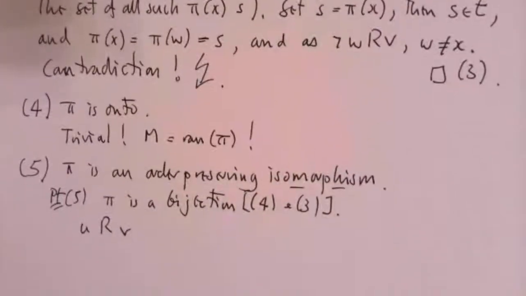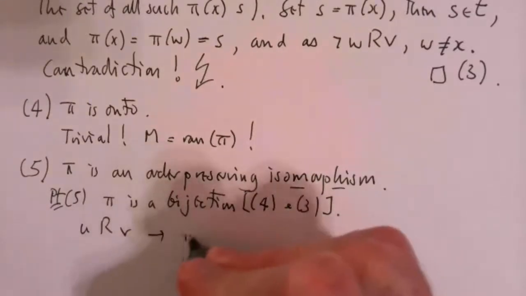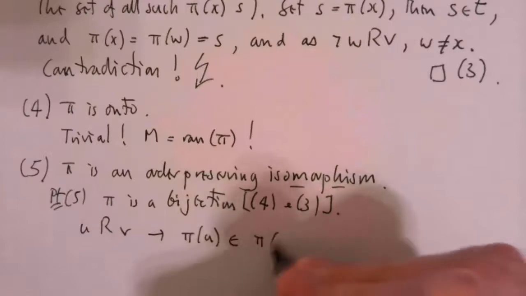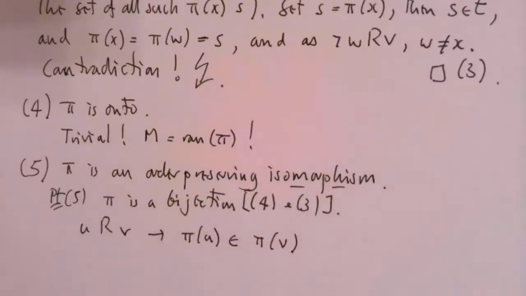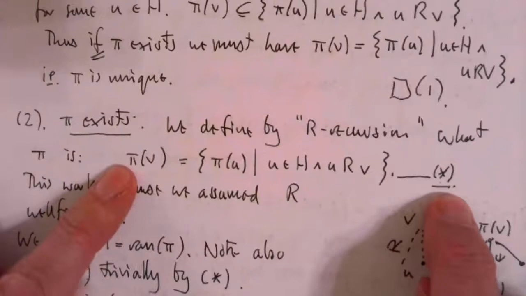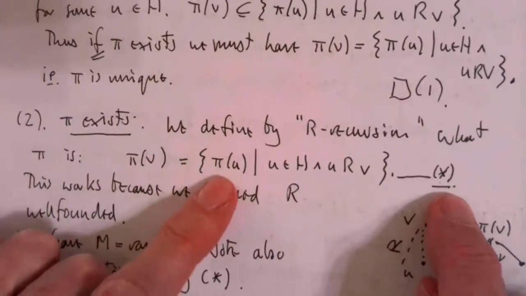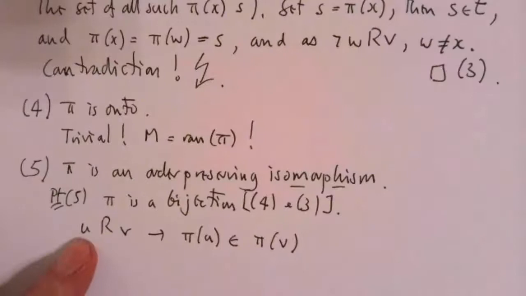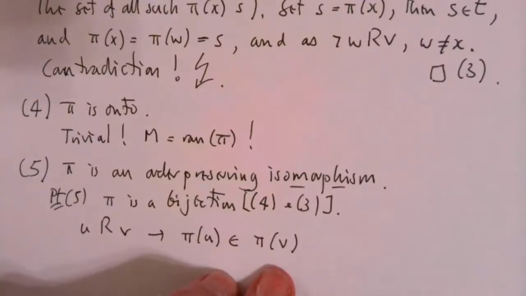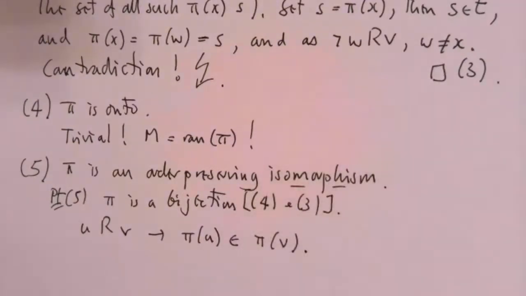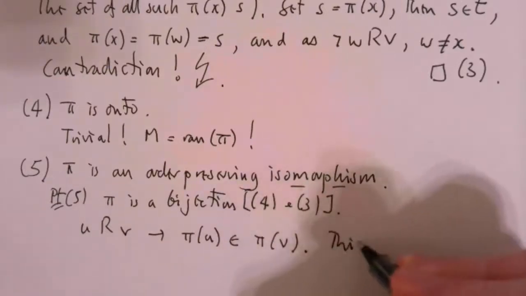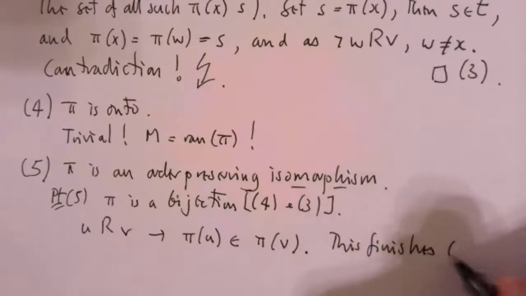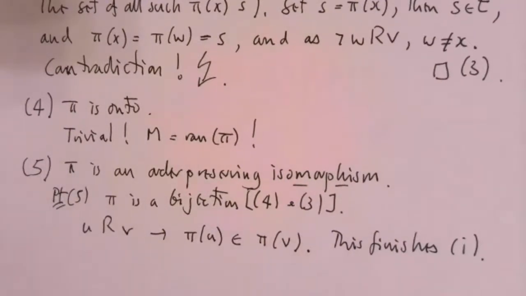If U is R below V here, then pi of U is below pi of V. So I'm just going back to this definition of pi here. Pi of V is the collection of pi of U's for U below V. So pi preserves this order relation here. There wasn't much to say there either. So that finishes part one of the lemma.